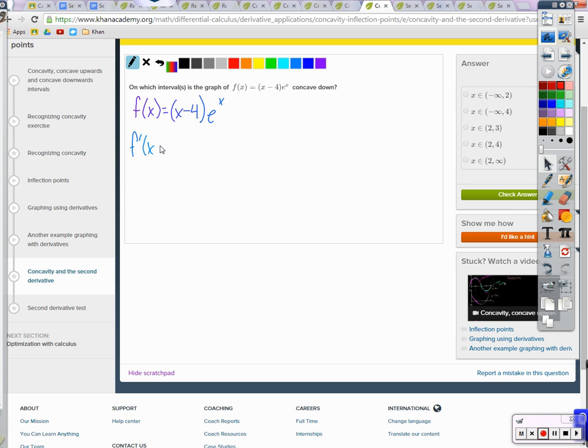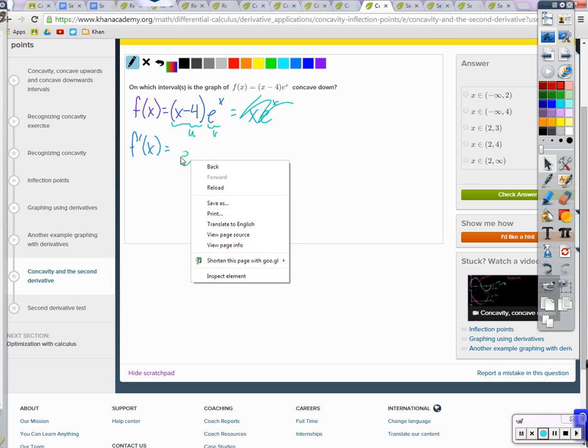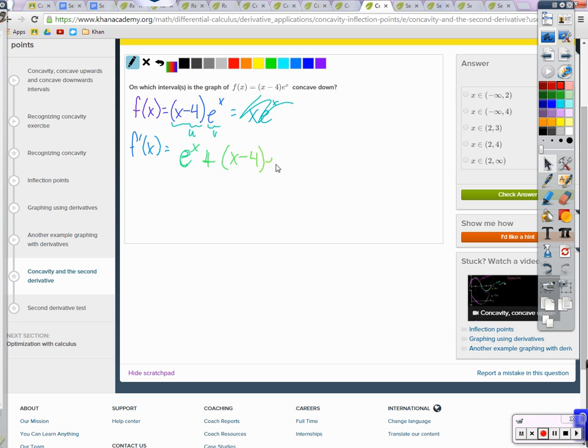f prime of x equals, should we do product rule or distribute the e to the x? Let's distribute the e to the x. x e to the x. We're going to need product rule anyway. Okay, we'll just do the product rule. This is u, this is v. u prime v, so that's 1 times e to the x, plus x minus 4 times e to the x, right? Easy to take the derivative of e to the x.